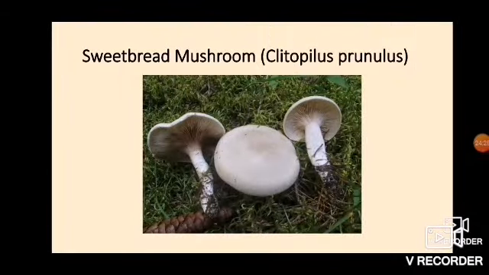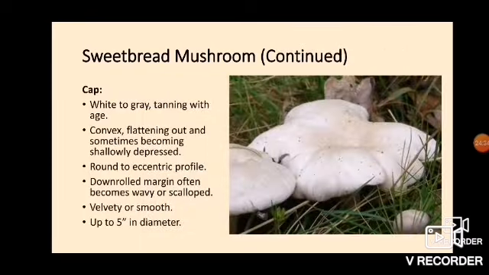And this is the last mushroom that we'll be looking at here. This is the sweetbread mushroom, Clitopilus prunulus. So that cap is white to gray, and it tans with age. It is a convex cap that flattens out and becomes shallowly depressed. You can see that happening in the mushroom that we're looking at here.